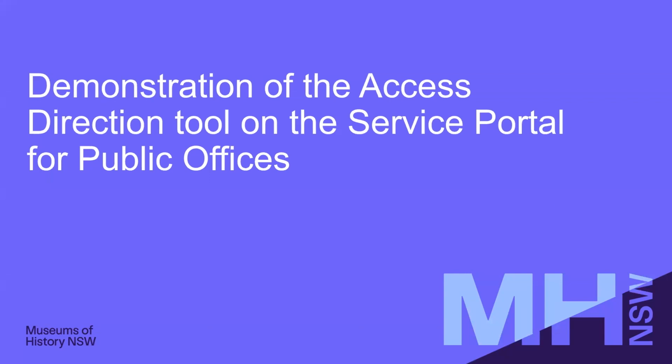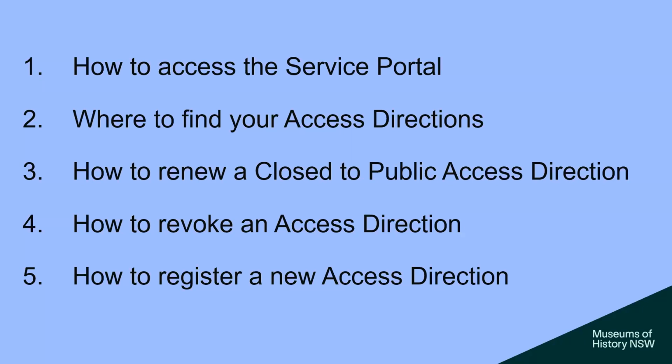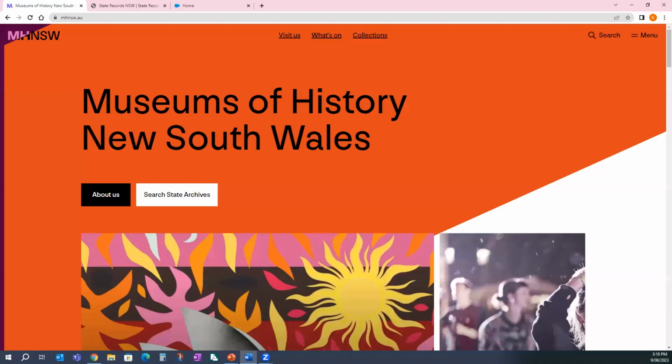This is a demonstration of the Access Direction tool provided by Museums of History New South Wales for public offices covered by the State Records Act. It will show users how to access the online service portal, where to find the access directions your agency currently has registered with Museums of History New South Wales in accordance with Section 55 of the State Records Act, how to renew expiring closed to public access directions, how to revoke access directions which are no longer fit for purpose, and how to register new access directions.